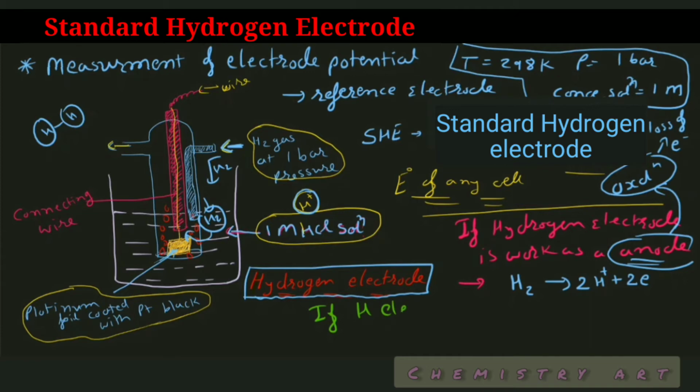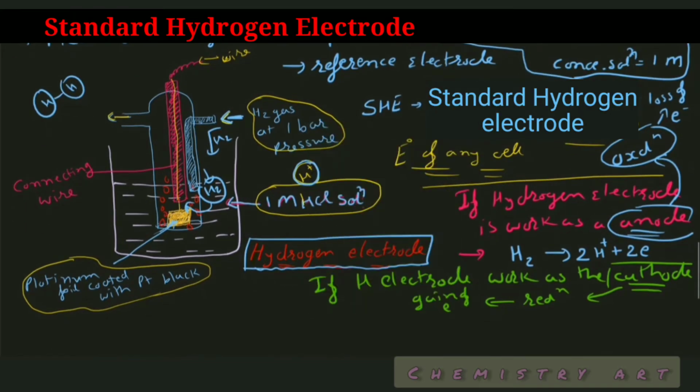Now see another possibility: if the hydrogen is working as a cathode, what will happen in this condition? You know what happens at the cathode. Cathode means carry, K for cathode and Re for reduction, and reduction means gaining of electrons. I told you carry means to hold. It means that if the hydrogen electrode is working as a cathode, it will gain electrons, and the other electrode attached to it will lose electrons.